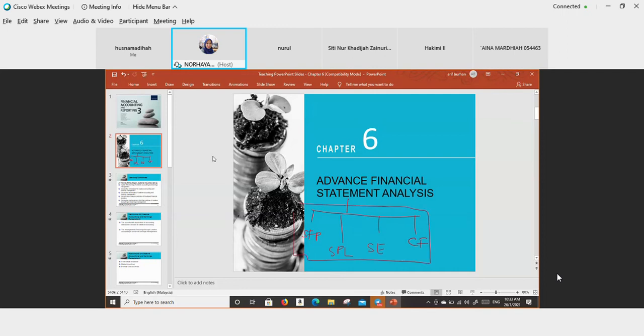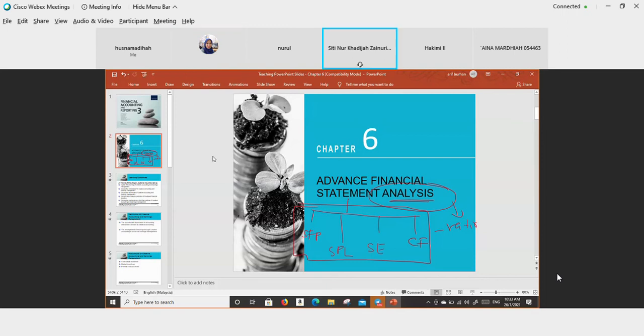But now this topic is actually how to analyze. You learn how to analyze through ratio, isn't it? Okay, you analyze through ratio. Yang you belajar daripada FAR 1, FAR 2, you learn how to calculate ratio. Am I right? Yes, Doktor.